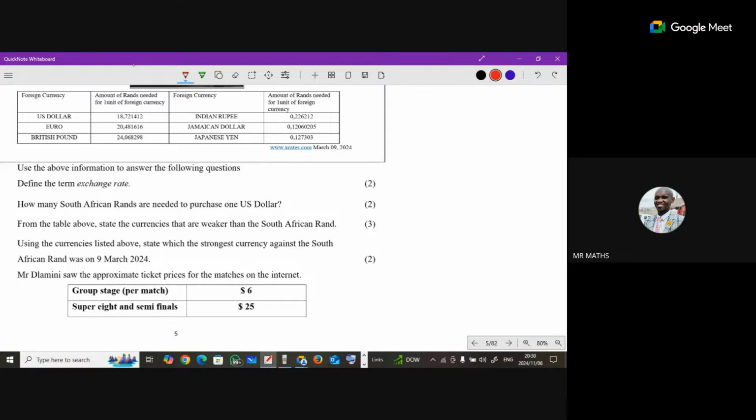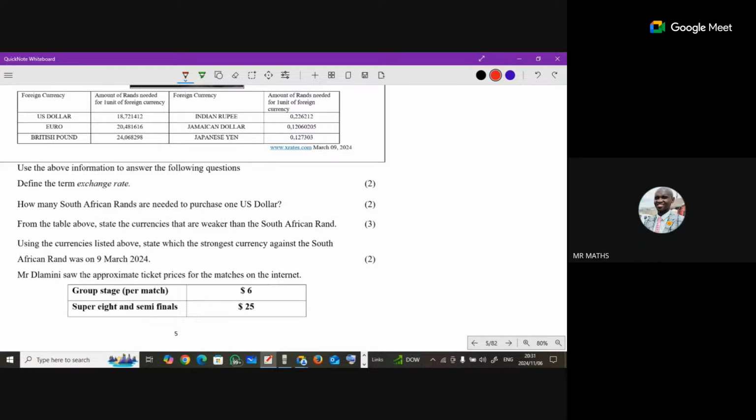Okay. So now they are saying use the above information to answer the following question. Define the term exchange rate. That's the first question. Exchange rate. How do you define exchange rate? Exchange rate, exchanging your currencies.